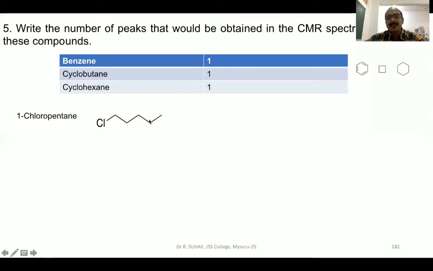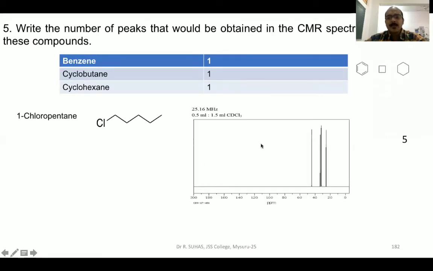This is CH3 having CH2. This is CH2 having CH2. This is CH2 having CH2. This is CH2 having CH2. But this CH2 is having chloro, and you should see that this CH2 is near to chloro, whereas this CH2 is near to CH3. As a result of that, you will see that 5 different signals are obtained. So this is the C13 NMR spectrum of 1-chloropentane, and you will have 5 different peaks, 1, 2, 3, 4, 5, all appearing at different chemical shift values. So this shows that in 1-chloropentane, all the 5 carbons are present in different chemical environments.